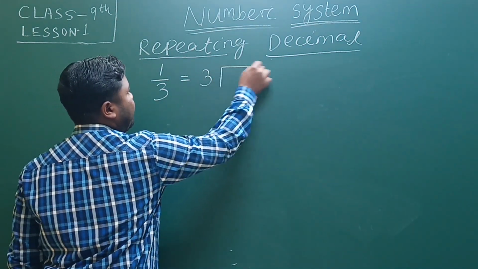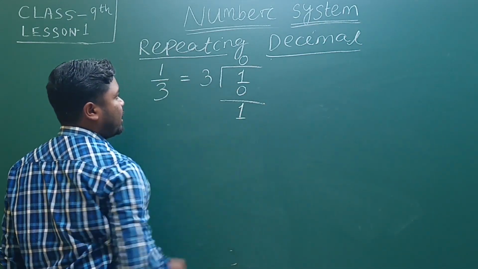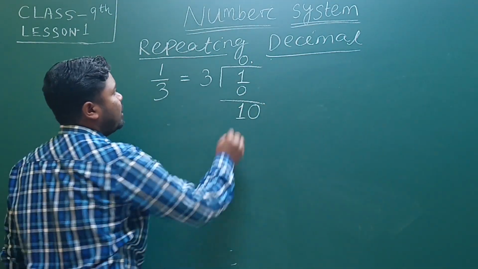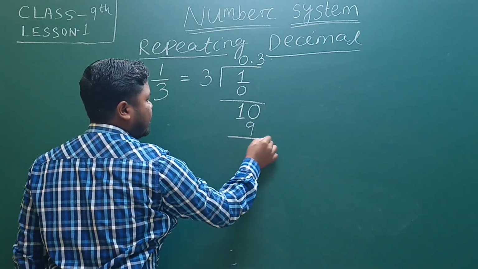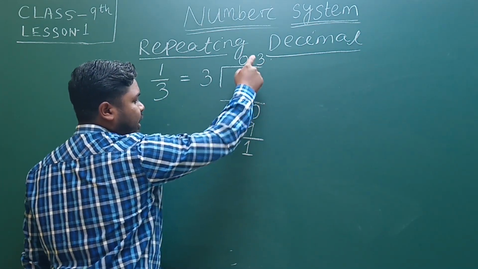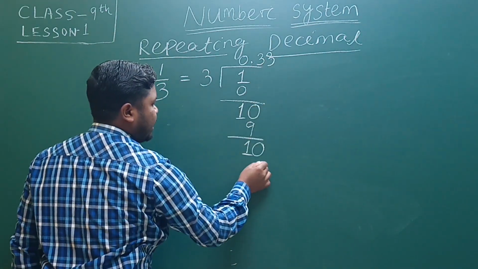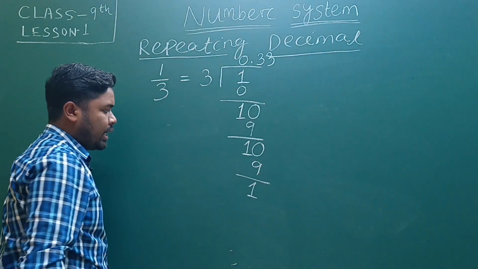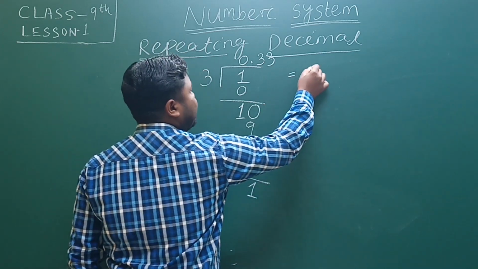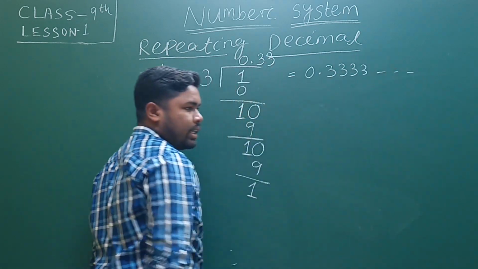Here 3 divides 1. 3 zeros are 0. Here 1. Then we put a point, then put a 0. Then 3 3s are 9. Again we get 1. Again we put a 0. So 3 3s are again 9, and again we get 1. In this way the decimal is 0.3333 up to infinity terms.